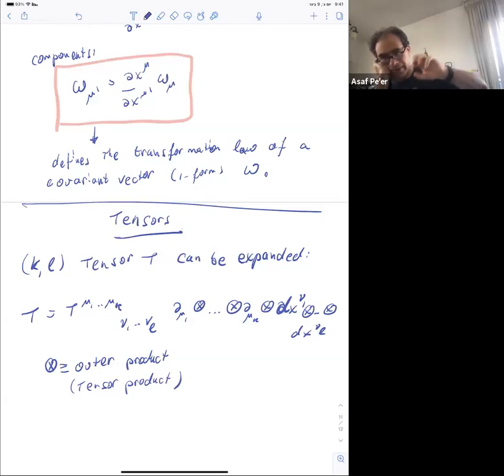Basically, it just means that you're acting on them one by one, right? You're looking at these vectors, acting one by one. Note that the order does matter, right? They're non-commutative.